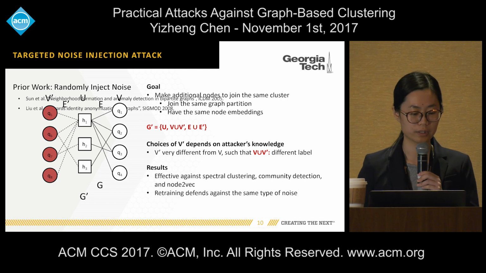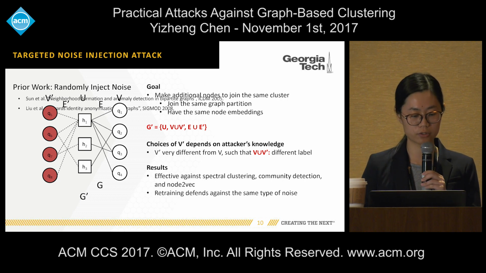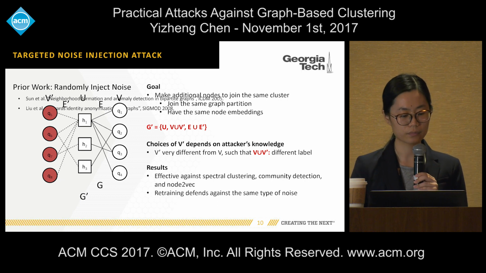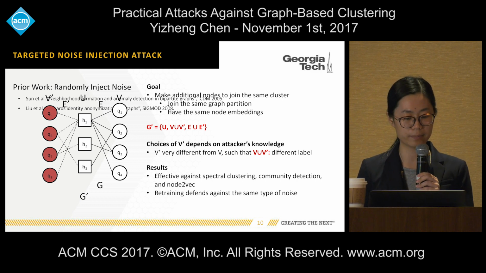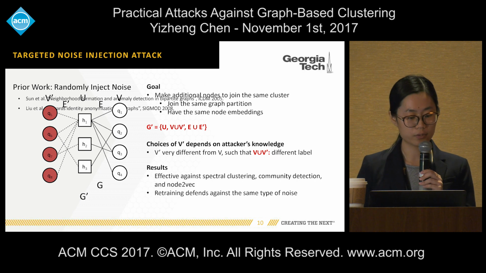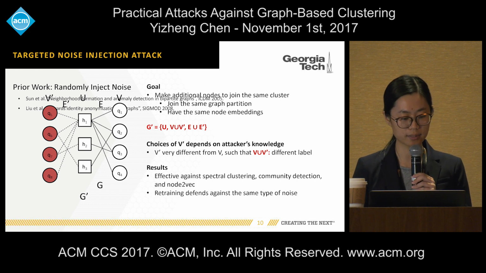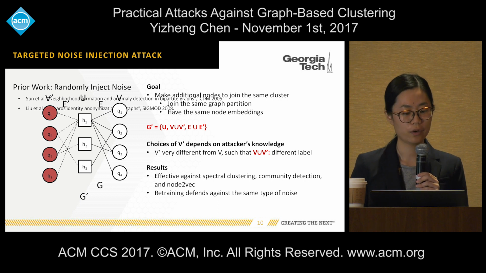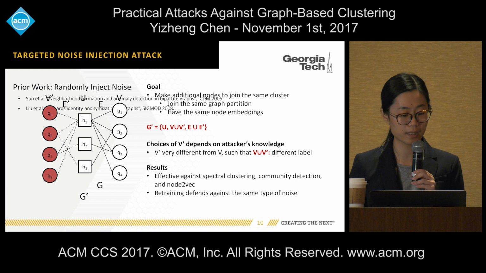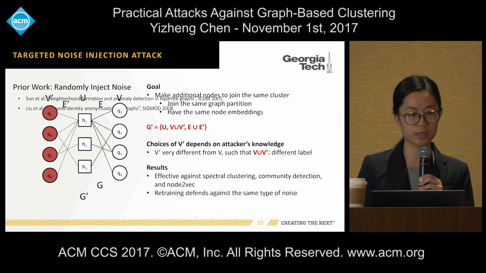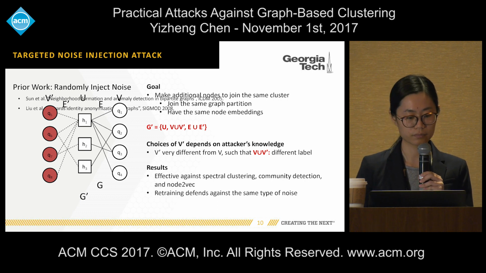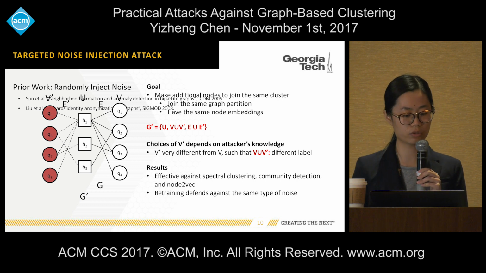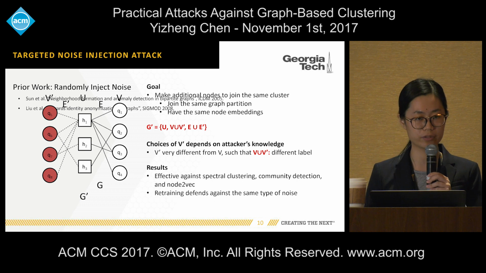The attacker first chooses the set of additional nodes to add, and according to her knowledge, those nodes vary. And then the attacker mirrors the edges from E to E prime. This results in G prime consisting of U, a combination of V and V prime, and a combination of E and E prime. This will be the graph after the attack. In practice, the choice of V prime depends on the attacker's knowledge. We require that V prime should be very different from V, such that after all nodes from V and V prime appear in the same cluster, that will be evaluated as a different label by a following classifier. Our results show that this noise injection is effective against all three clustering methods we evaluated.